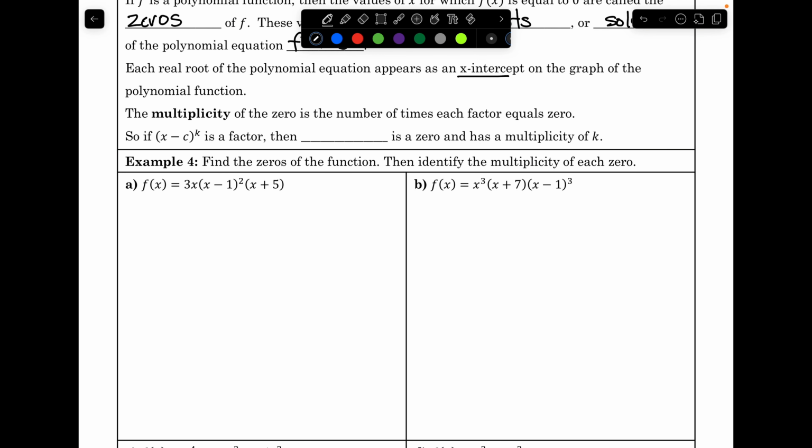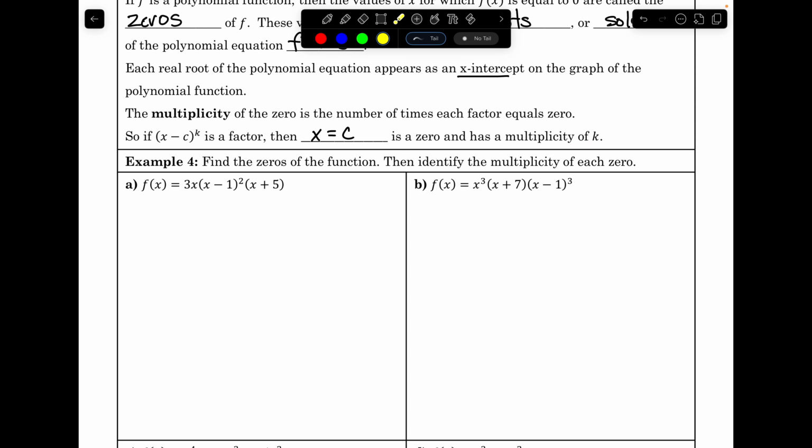Now let's discuss the multiplicity. The multiplicity of a zero is the number of times each factor equals 0. So for example, if x minus c is a factor and it's being raised to the k power, this means that x equals c is my zero. This is the value that will make this thing equal to 0. And the multiplicity is going to be this number right there, k.